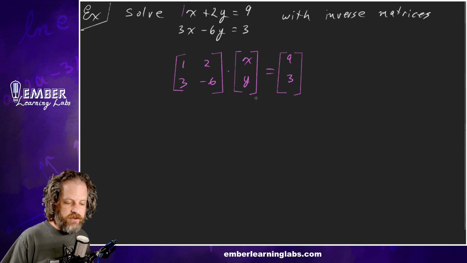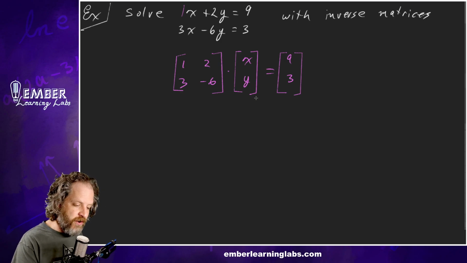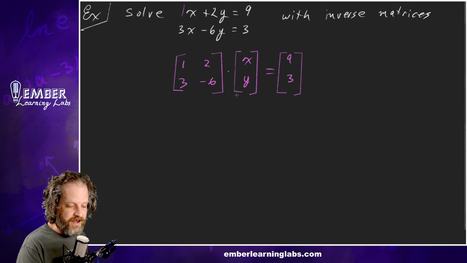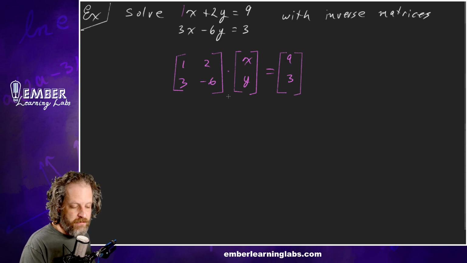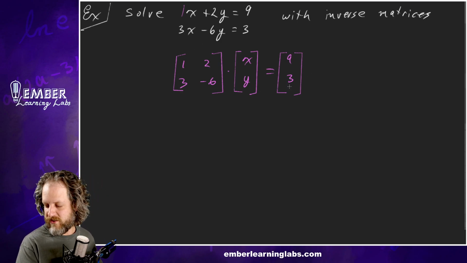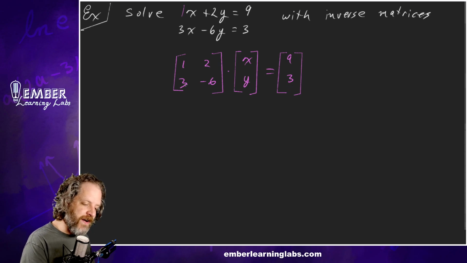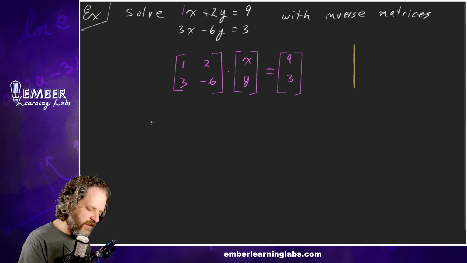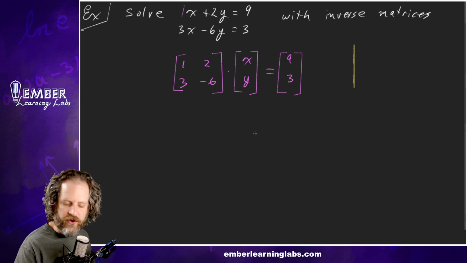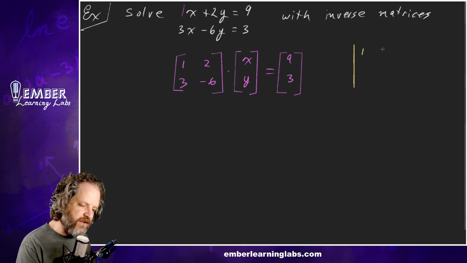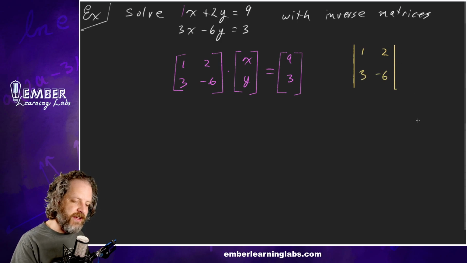So now how can we use this to solve for x and y? We solve for this matrix right here by taking the inverse of this matrix and multiplying it times this one. So let's start by finding the inverse of this matrix, which means finding the determinant. I'm going to write this all the way out, that way you can remember when you look back at your notes what in the world you did to get it.